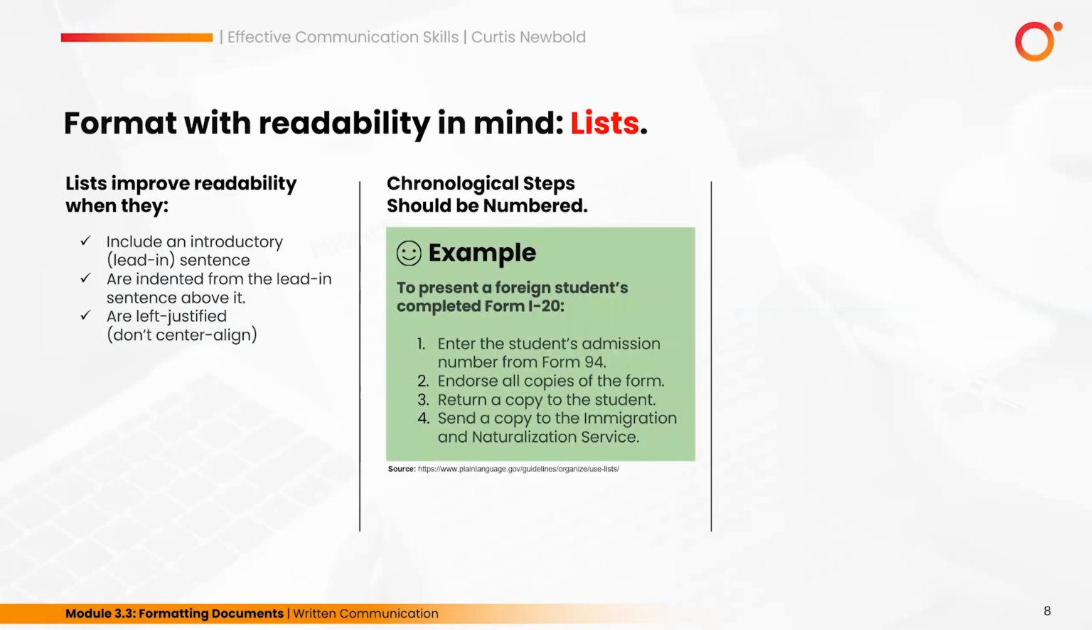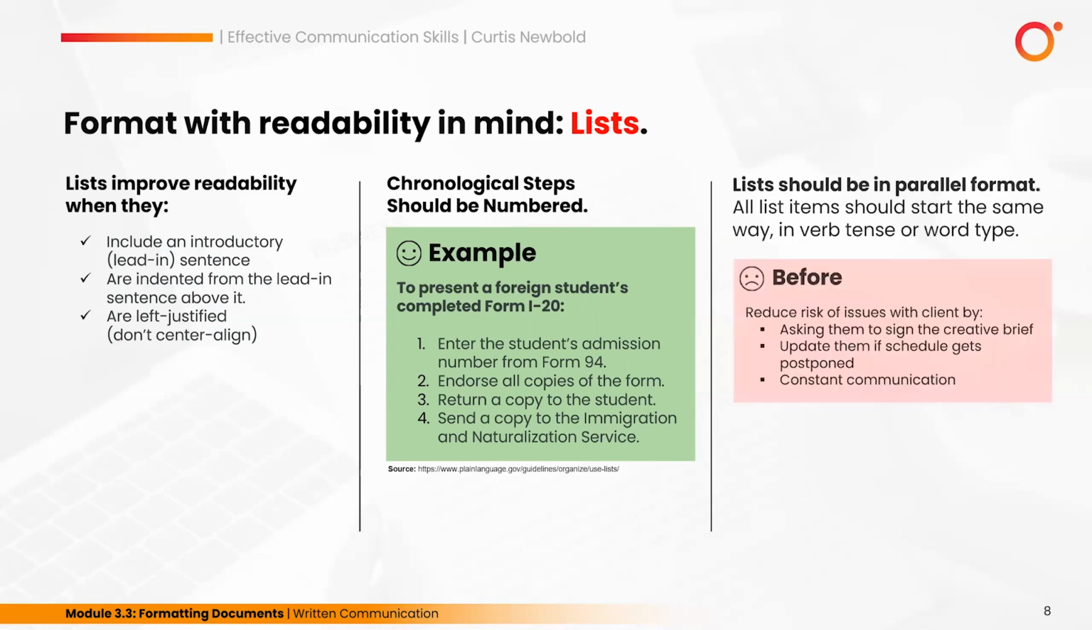So you can see this is a good example here where it's left justified. It's in a chronological order, and the list is indented from the paragraph above it. So you can see, to present a foreign student's completed form, do step 1, enter the student's admission, 2, endorse all copies, 3, return a copy, 4, send a copy. So that's the chronological list there.